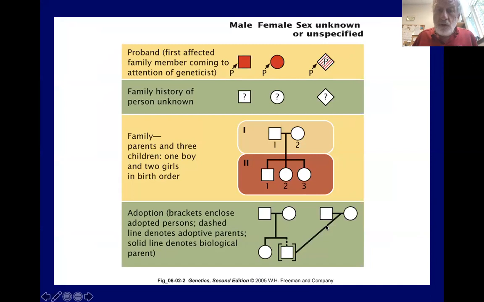And then a family. Roman numerals denote generations, and birth order is read left to right. So in generation 1 here, mom and dad are unaffected, and then they have a son followed by 2 daughters in generation 2. The horizontal lines between the parents, of course, indicate mating, and the vertical line indicates ancestry from one generation to the next. Adoption is shown by these brackets here.